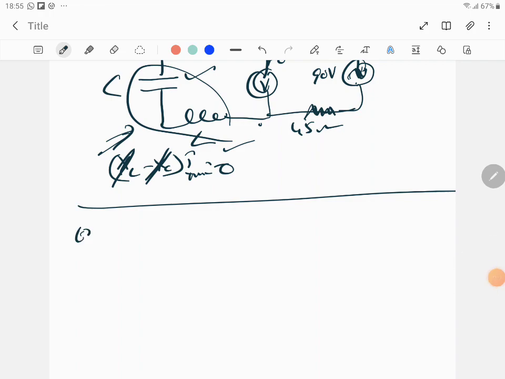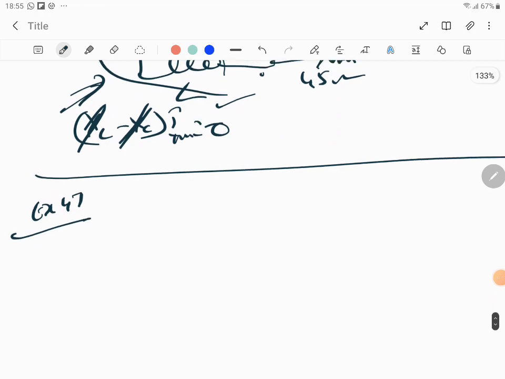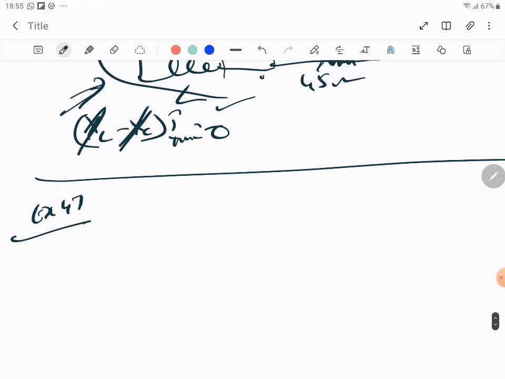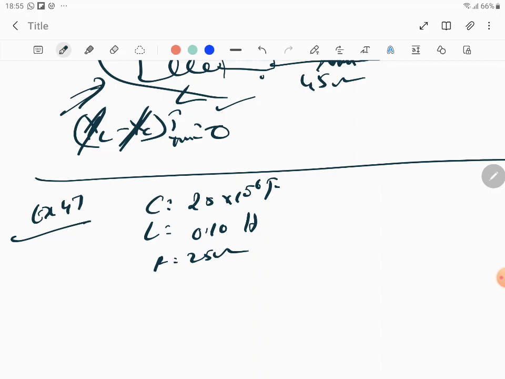Next is example 47. It's such a huge sum. Let's do it, patiently. C is equal to 25 microfarad, which is 25 into 10 to the power minus 6 farad. There is a 0.10 Henry inductor L and a resistor of 25 ohms, R is equal to 25 ohms, and it is in series with AC. So all LCR series.